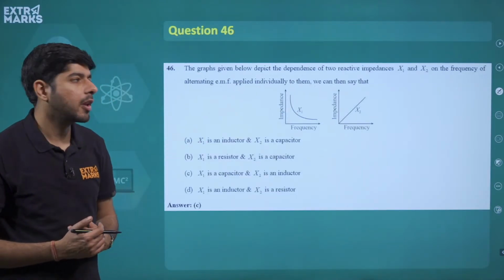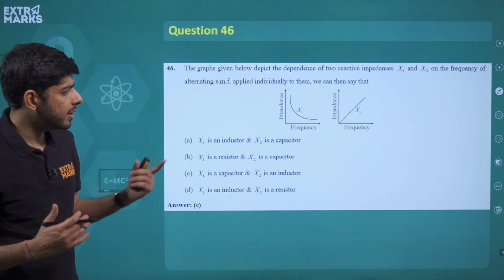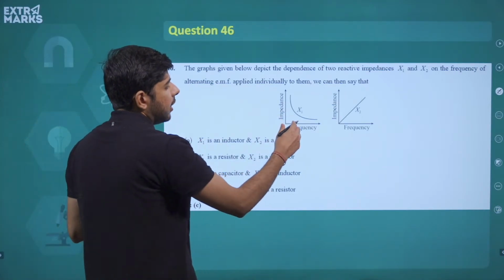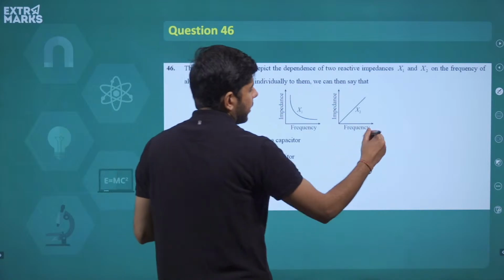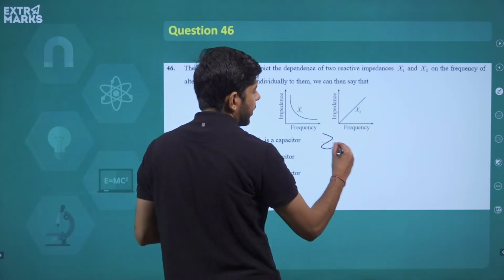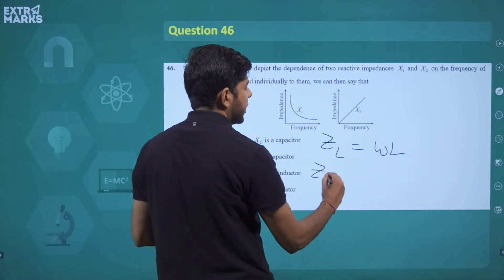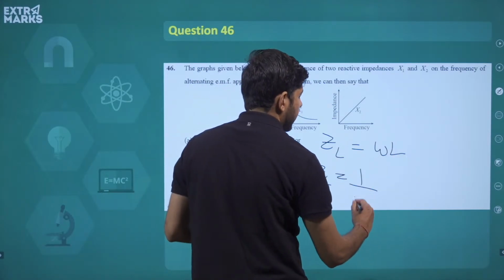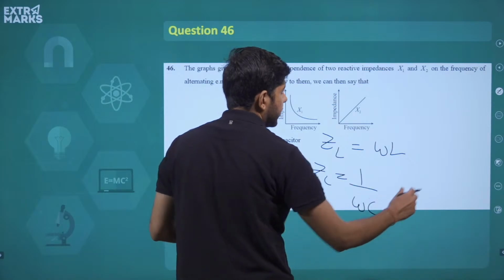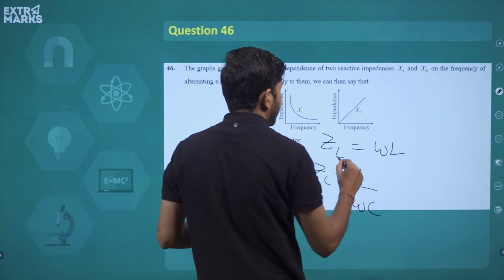All right. Next one, impedance. So guys, this is pretty simple. Impedance for, let's say, inductor L, that is omega into L. And what is the impedance for capacitor? That is 1 by omega C. Omega is of course 2 pi into the frequency.